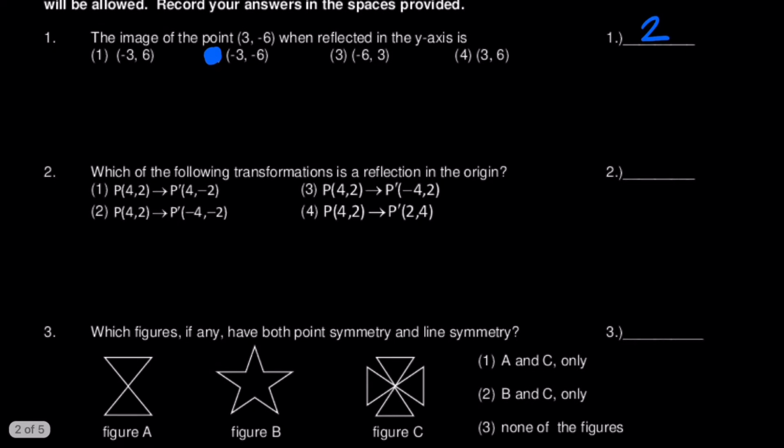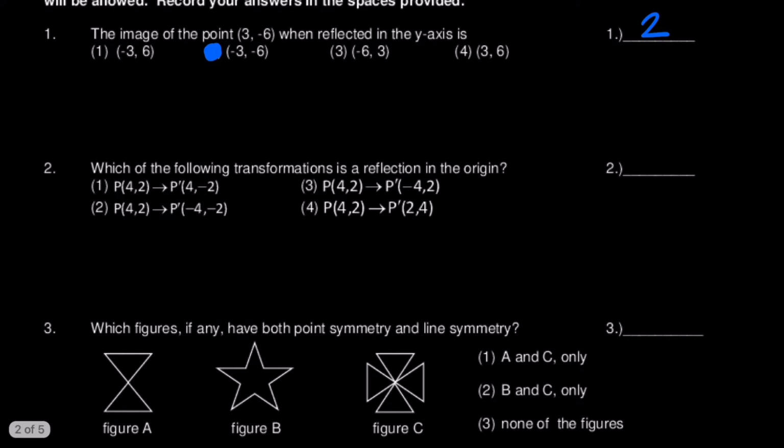Question 2, which of the following transformations is a reflection in the origin? So once again, look at your study guide, reflection in the origin, you negate both. So we have to take a look to see which one of these illustrates negating both. Well, that one's not negated, so it's not choice 1. 4, 2, negative 4, negative 2. Yeah, that negates both. So this one would also be choice 2. And just very quickly, we'd rule out the other ones. Did we negate both there? Nope. Do we negate both there? No. So it's not either one of those.